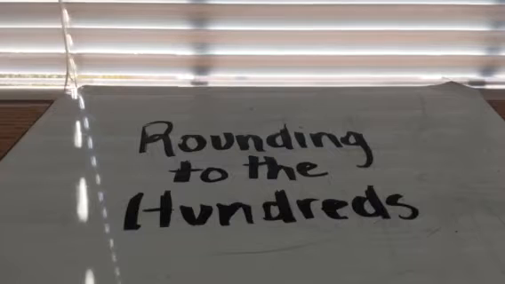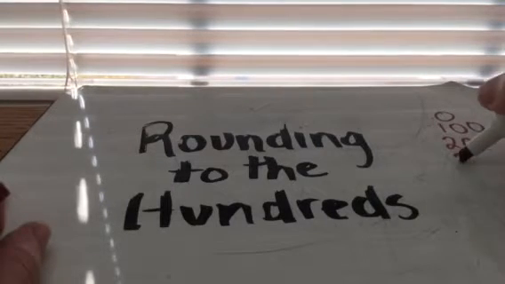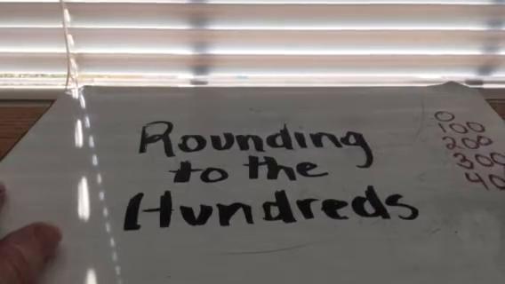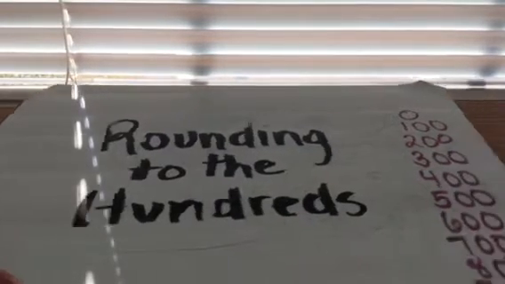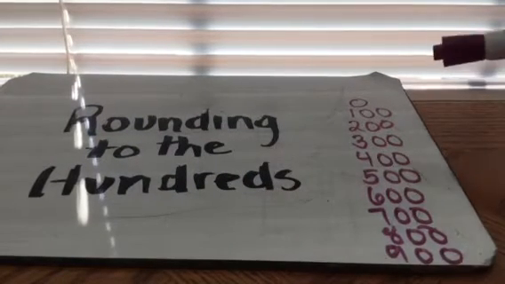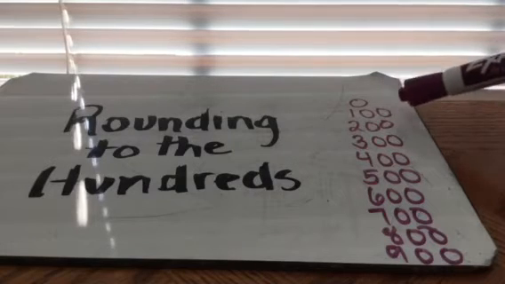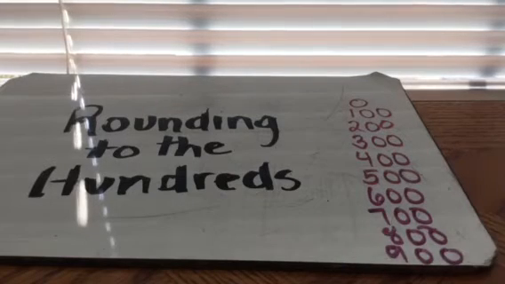So if I'm counting by hundreds, I'm going 0, 100, 200, 300, 400, 500, 600, 700, 800, 900. So when I say I'm counting by hundreds, that's what I mean by that. What is the nearest hundred? Are the nearest hundreds 0, 100, 200, 300, 400, 500, 600, 700, 800, or 900? That's what round the hundreds are, the closest hundreds.